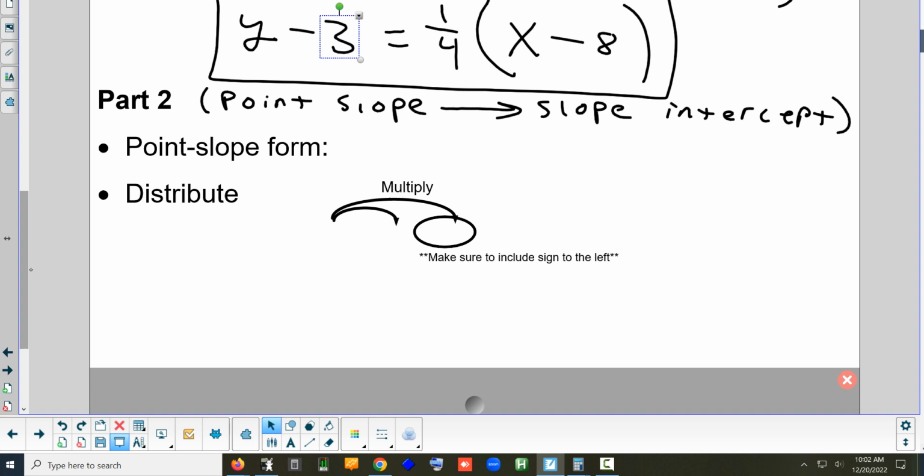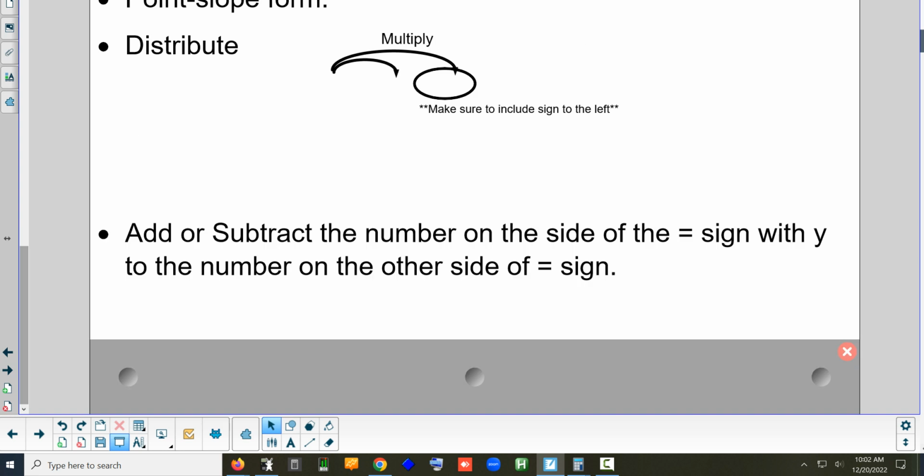If you wanted to get rid of a minus 3, what would you do on each side? What's the opposite of minus 3? Yep. You would have to add 3. And that's how you change this one into slope-intercept form. You'd first have to distribute, and then you'd have to add the 3 to the other side. So that's the last step. So add or subtract, it's going to be one of the two. In this problem, it would be add. But you add or subtract the number that's with the y to the other side.